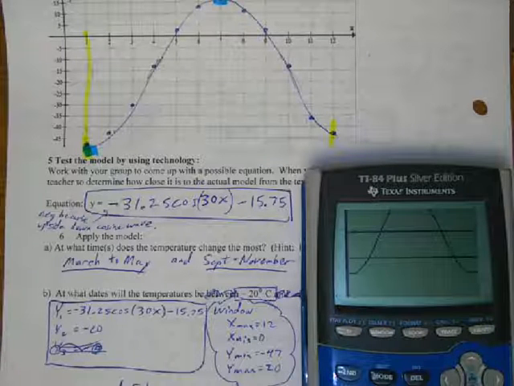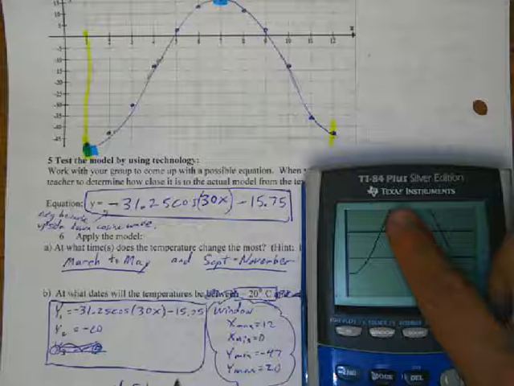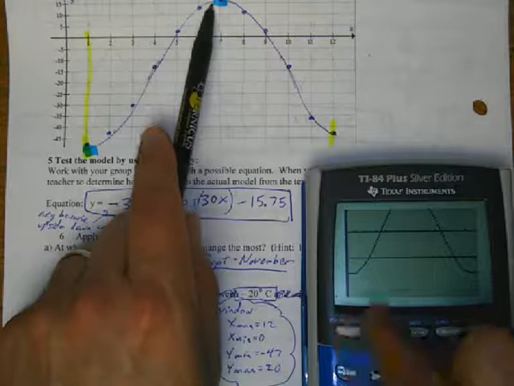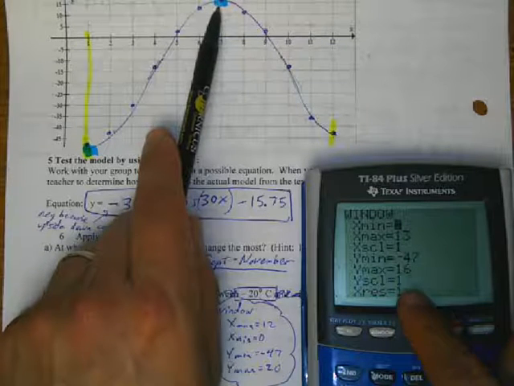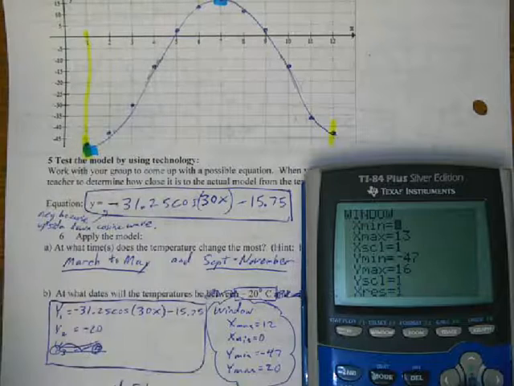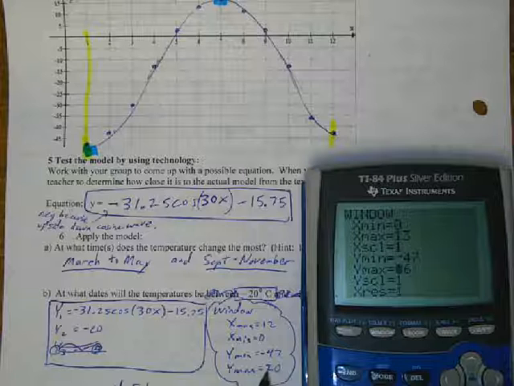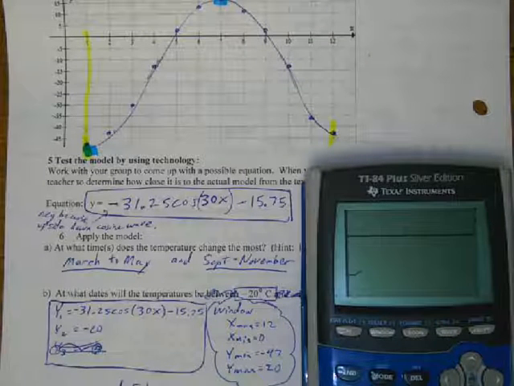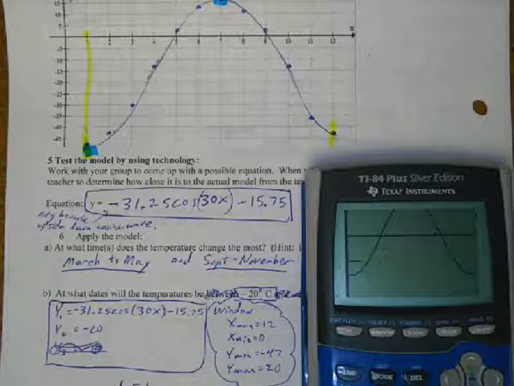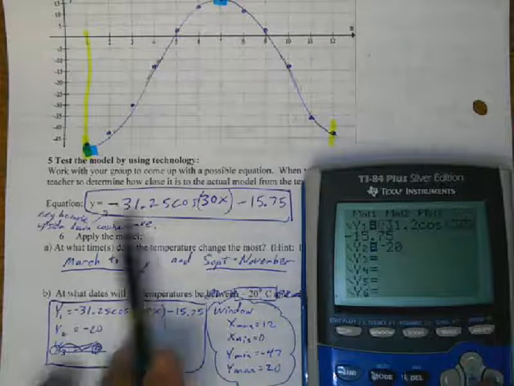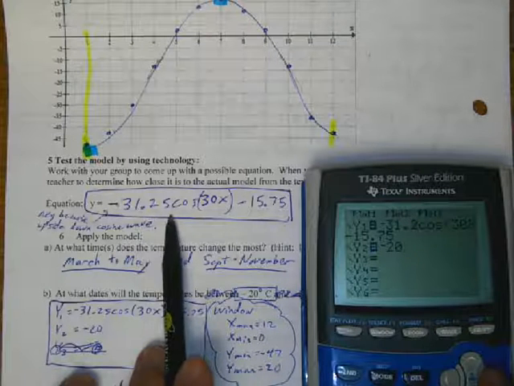Okay, and we want to find the intersection. But why did the top not show up? Let's see. Why? Maybe I typed in the equation wrong. Negative 31.2. Oh, 0.25. I didn't type it in right.